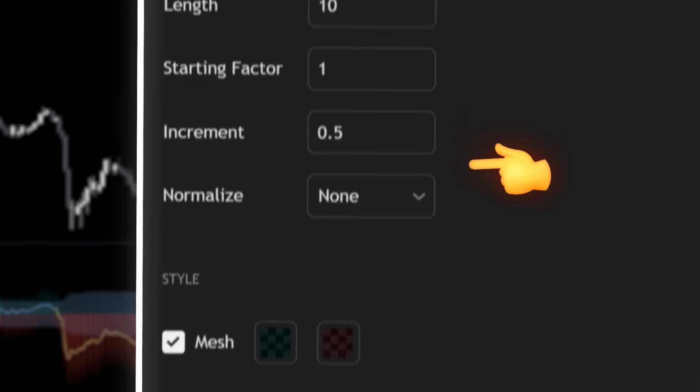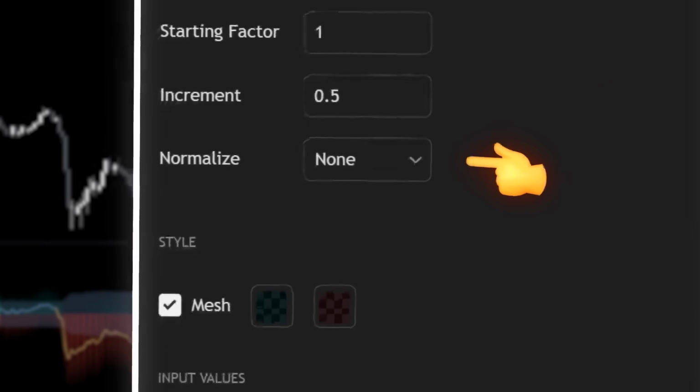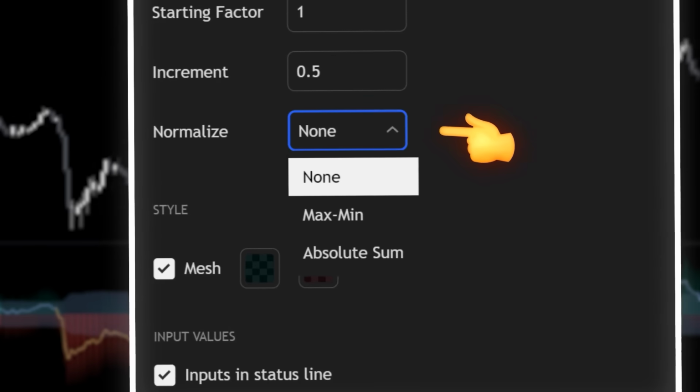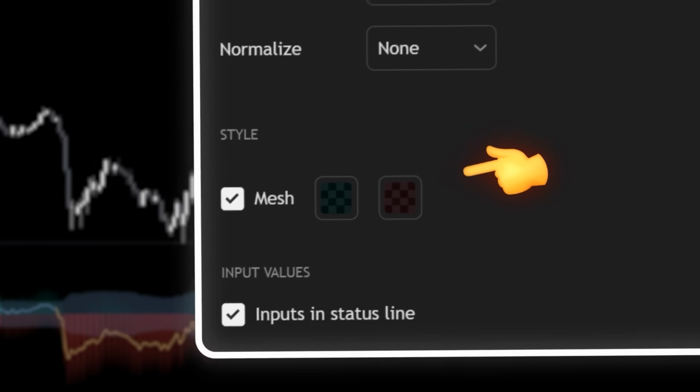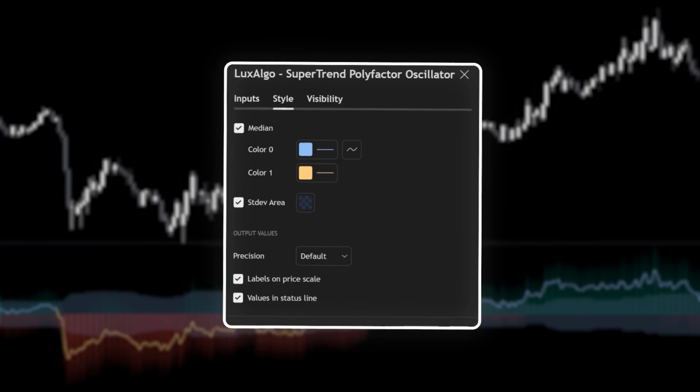There is also a normalize option that allows the oscillator values to be constrained within a defined range, with two different normalization modes to choose from. Finally, you can customize the mesh colors and styling to match your chart aesthetic.